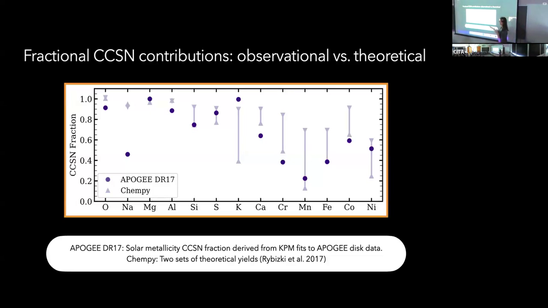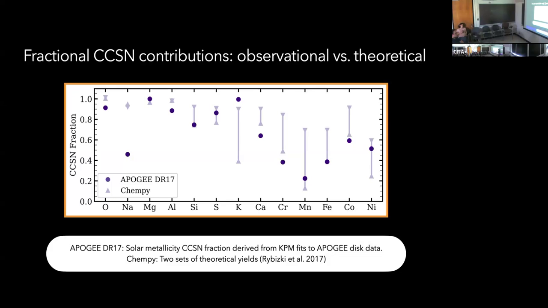So this is the core collapse fraction at solar metallicity for our stars in APOGEE that we derive from this 2-process model shown as these solid dark purple points. So if you just look at those for a second, you can see that it tracks what we've been talking about and just inferring from the plots. Our oxygen is really high core collapse fraction.